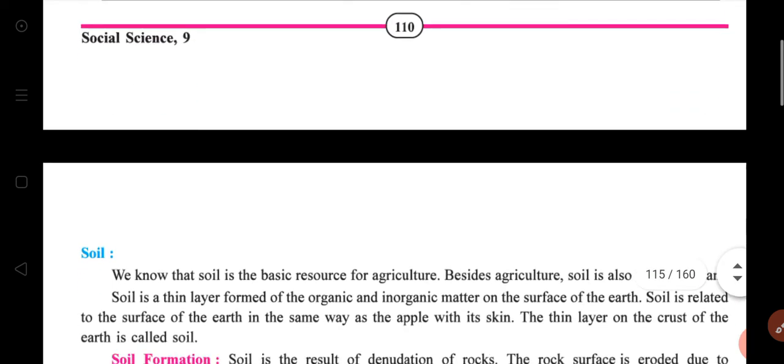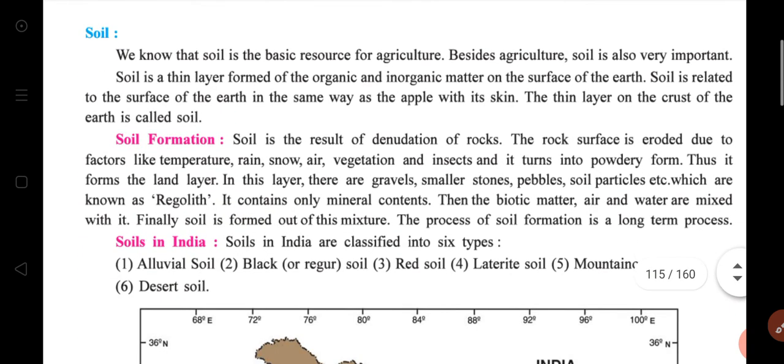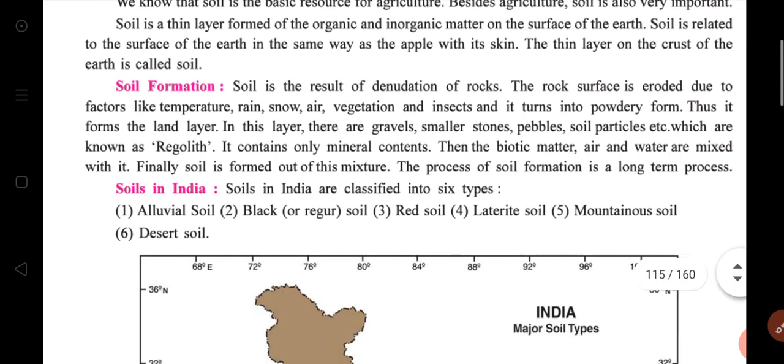Okay, good. Then soil. So we know that soil is a basic resource for agriculture, and besides agriculture, it is very important. The thin layer of organic and inorganic matter on the surface of the earth is soil. Then soil formation.